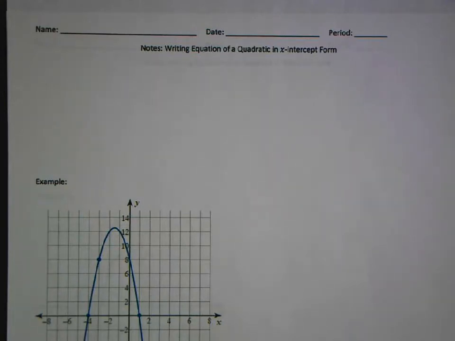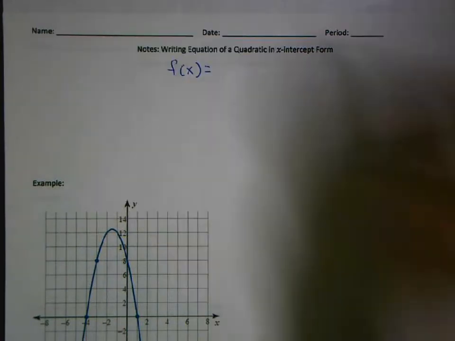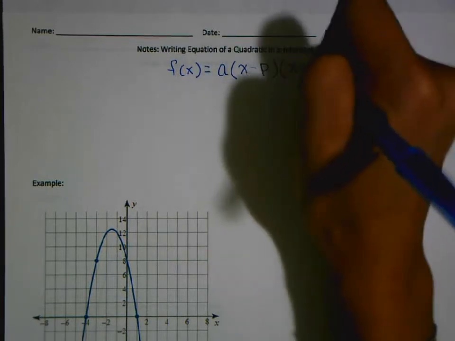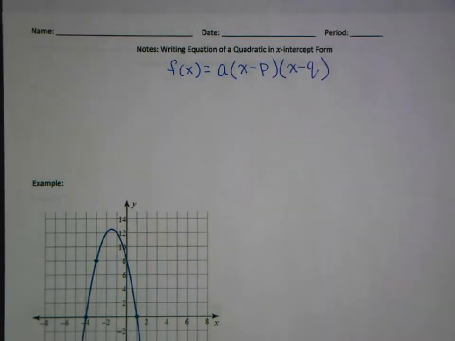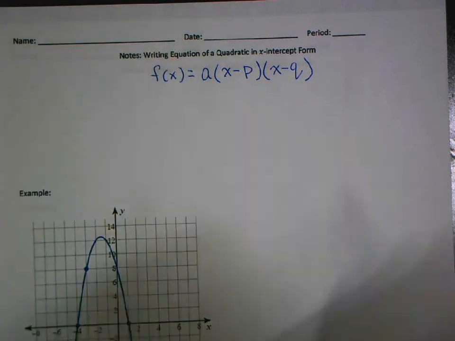Okay, in this video, we're going to take a look at writing a quadratic equation in x-intercept form, or the zeros form. The formula for the x-intercept form is f of x equals a times (x minus p) times (x minus q). You have to be real careful. This formula is not on the formula chart, so you actually need to remember it.